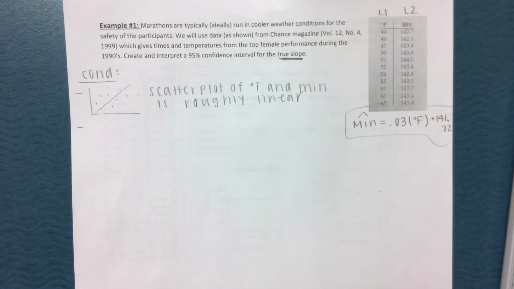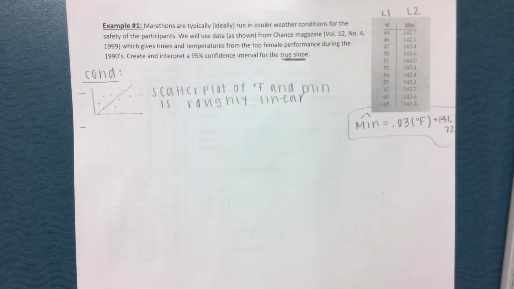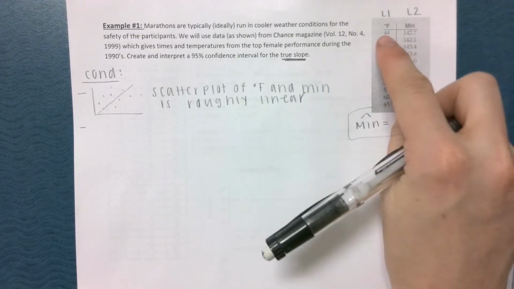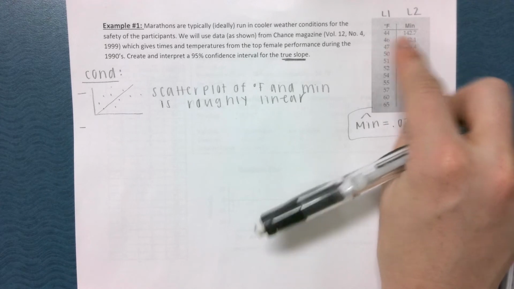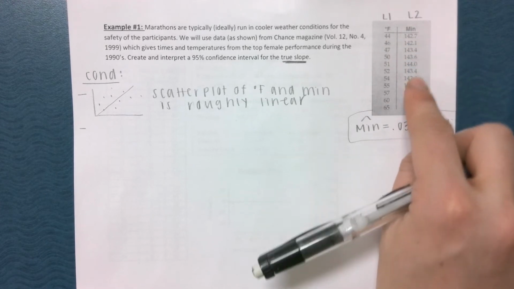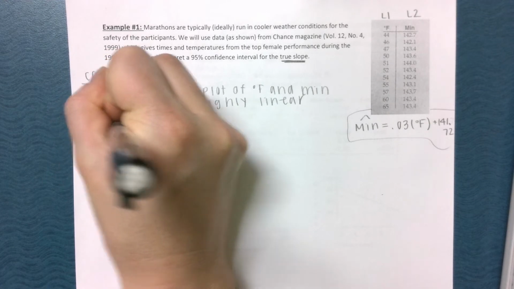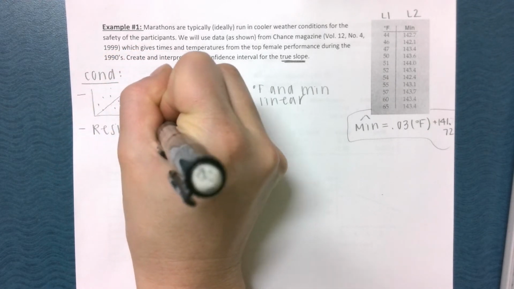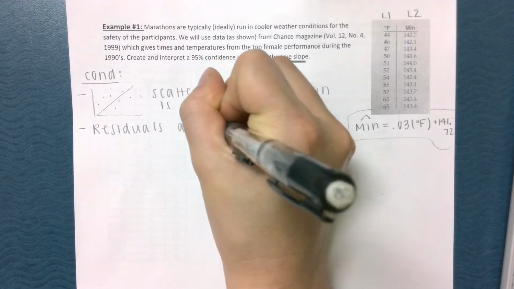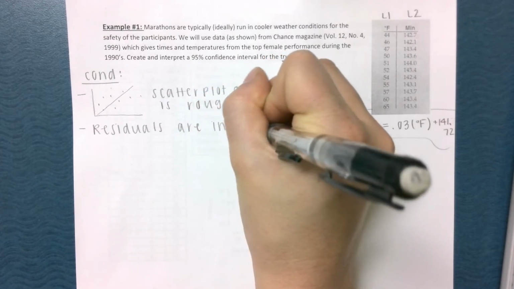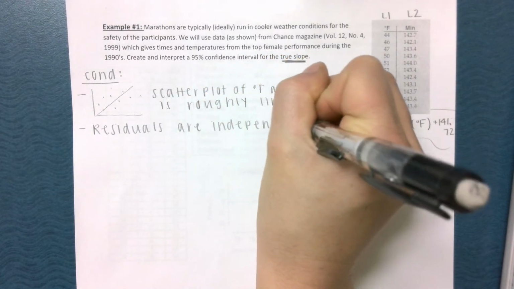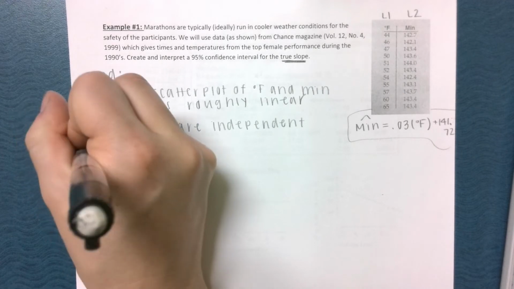My next condition is making sure that the residuals are independent. So I don't think that this first time had any impact on the other times. So my residuals are independent. What happened one year shouldn't impact the other year.